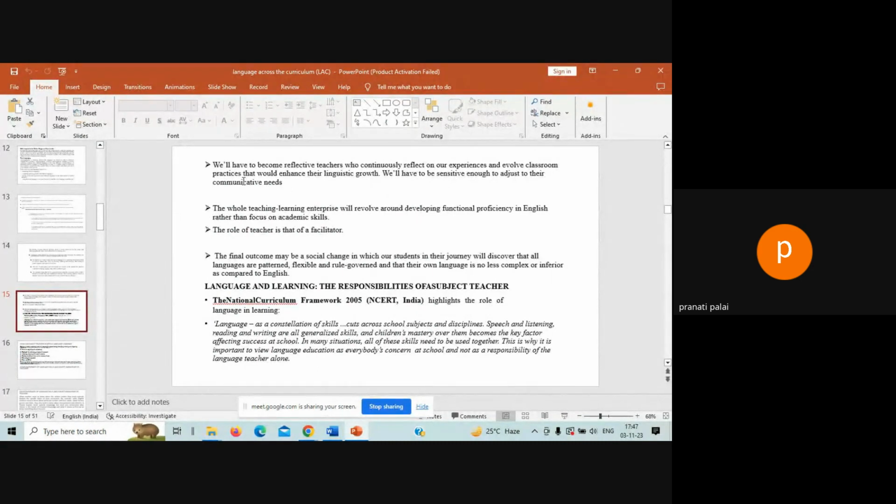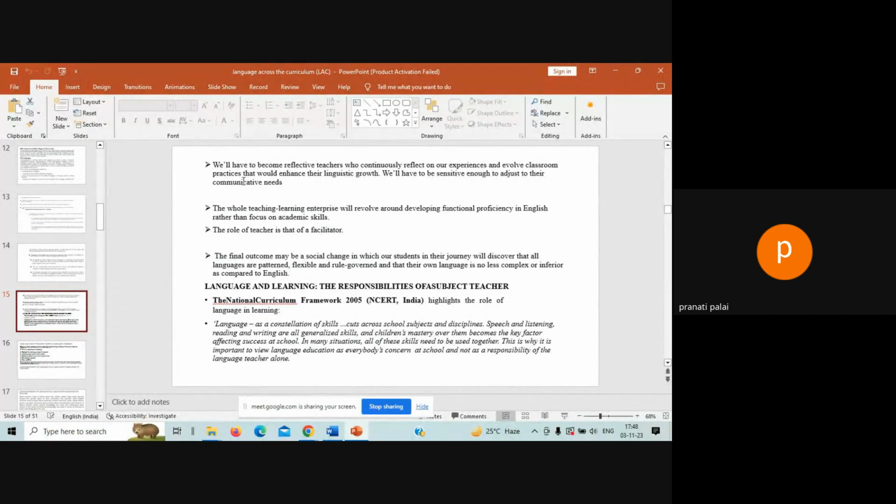So here, in the whole teaching learning enterprise, the focus should be on functional proficiency. That means all the four linguistic skills must be given due importance. But sometimes what we have done in our classroom is that we give much importance to the reading and writing aspect of the child while we neglect the listening and speaking ability of the child. So we must give equal importance to all the four linguistic skills.